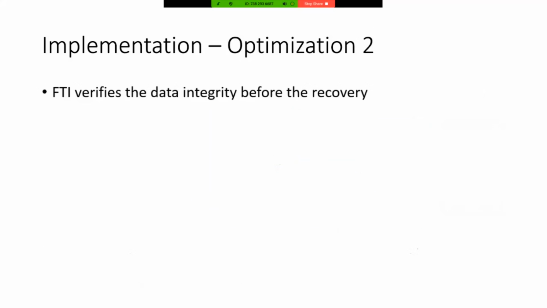The second optimization: we have to know that FTI performs an integrity check before the recovery, in order to be sure that the data we want to recover is consistent.